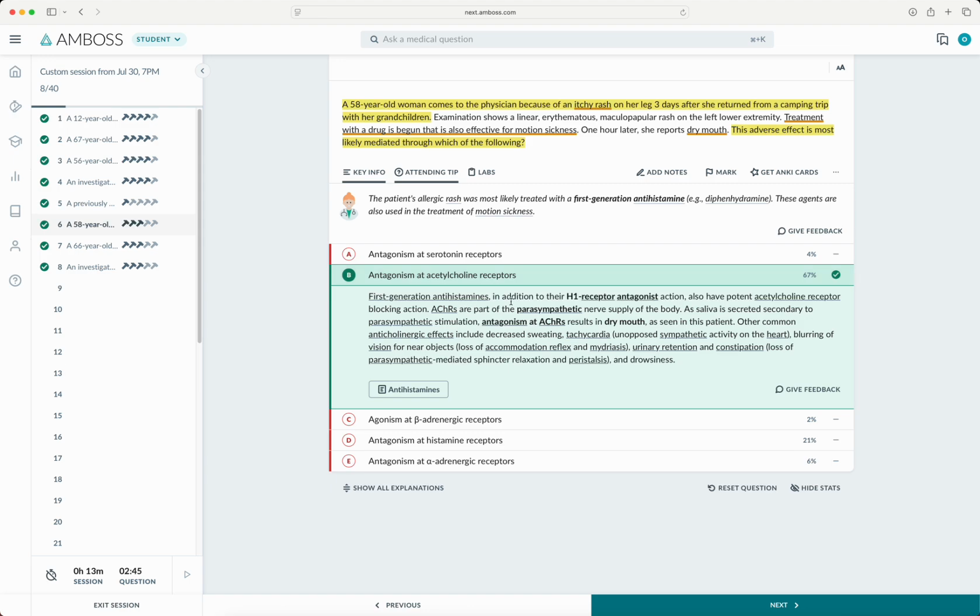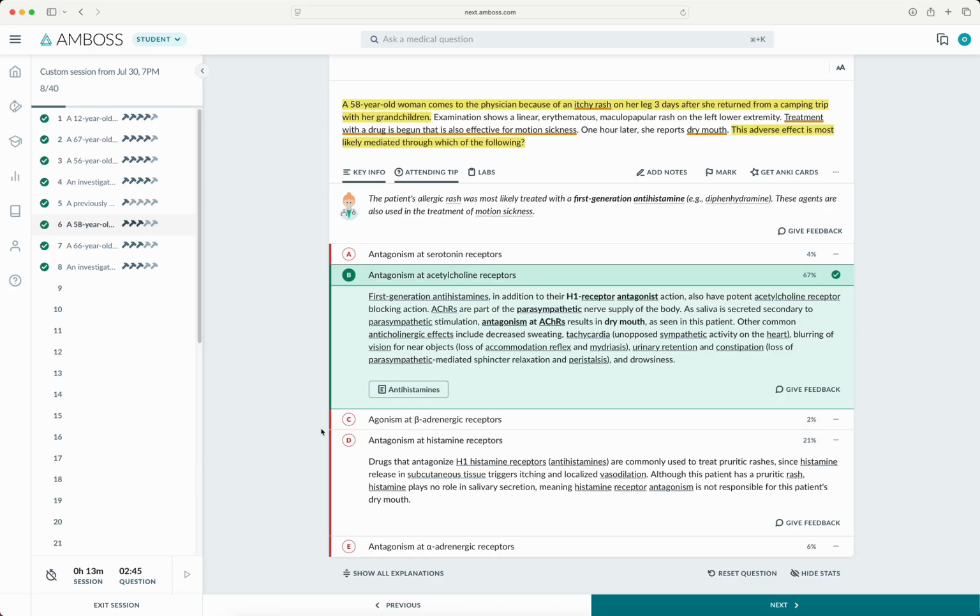First generation antihistamines, in addition to H1 receptor antagonist action, also have potential acetylcholine receptor blocking action. So what it's saying is this: antagonism of acetylcholine receptor. First generation antihistamine combined with H1 receptor antagonism causes acetylcholine receptor blockade, which leads to dry mouth. Boom. That's all you need to know. This one. Tell me about this one. Antagonism of histamine. So antihistamine treats rashes. That's it. That's all you need to know.